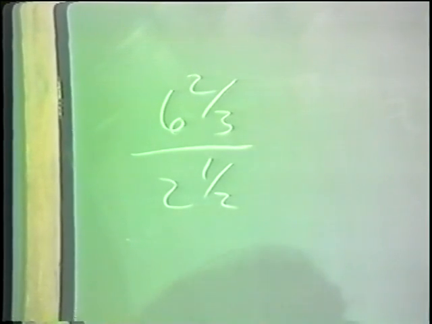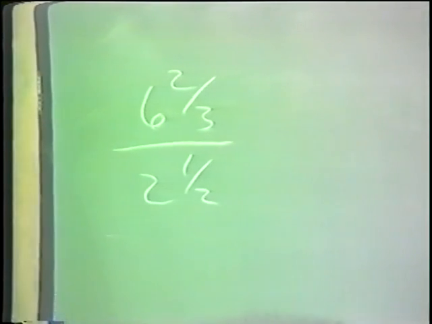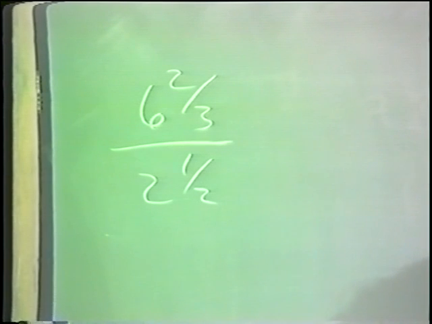Here we have an arithmetic expression. We have a mixed number over a mixed number. This is called a complex fraction. A complex fraction is when you have a mixed number over a mixed number, or a fraction over a fraction, or any combinations of such. This is the way the problem appears in a book.